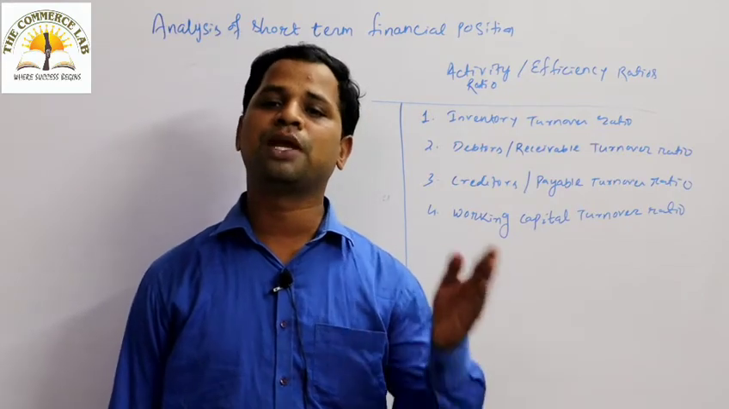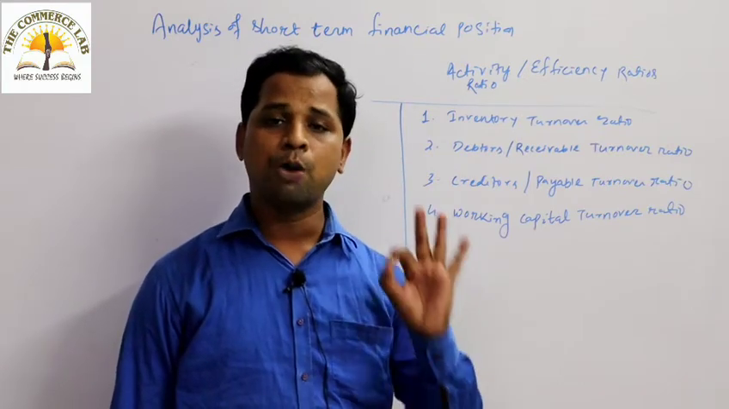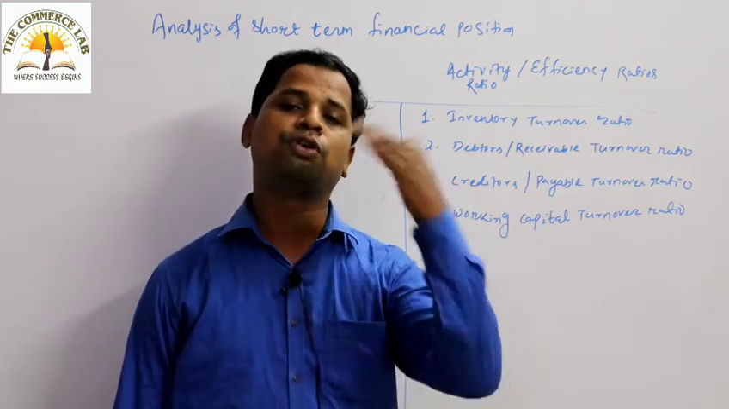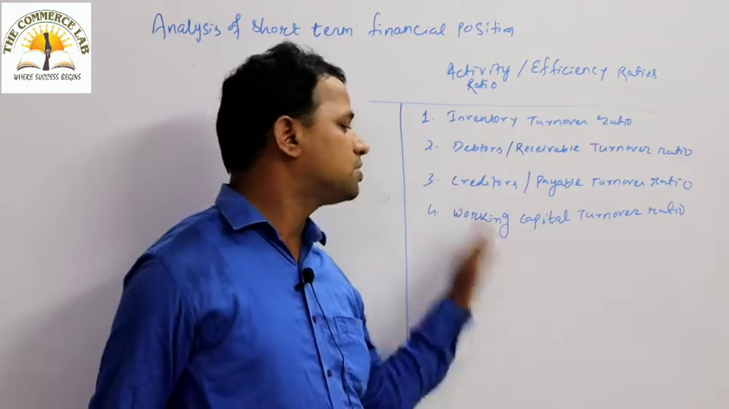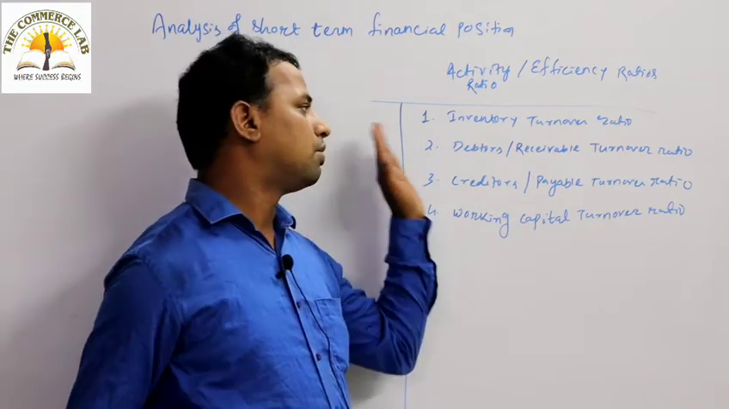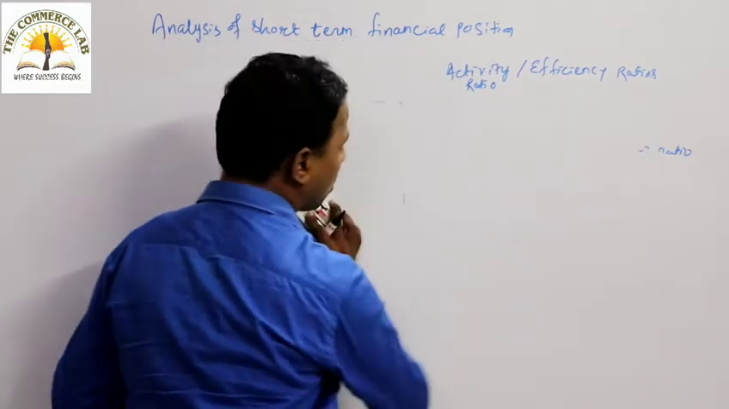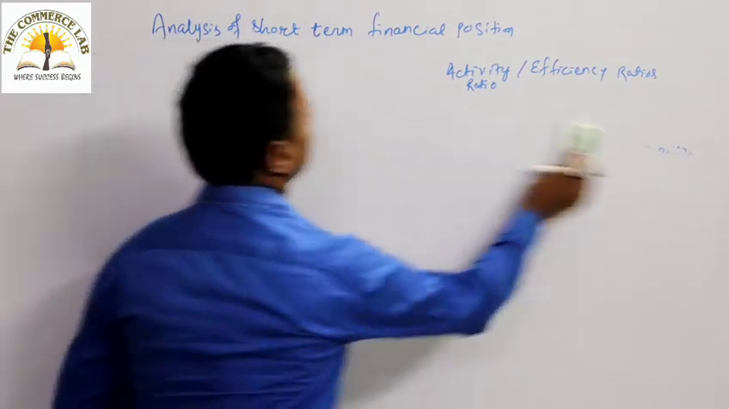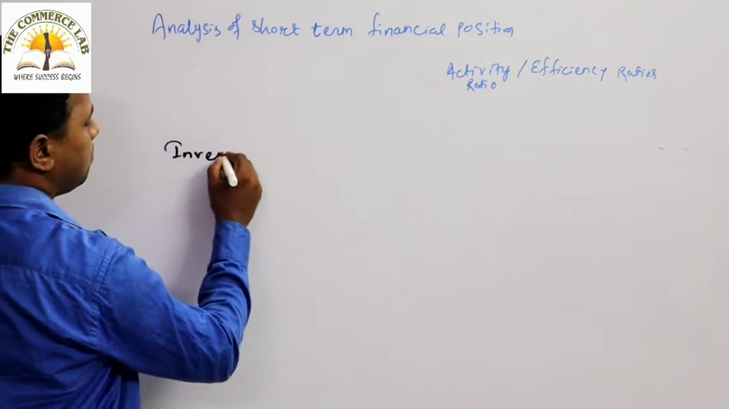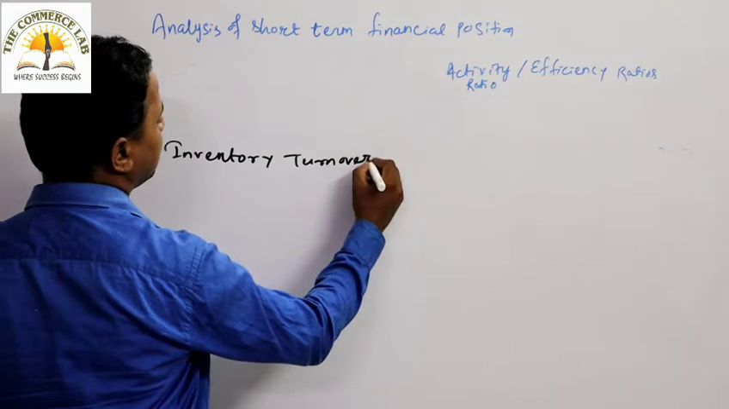How efficient the organization is from the inventory point of view, how efficient from the debtors point of view, how efficient from the creditors point of view, how efficient from the working capital point of view. So today we will discuss the inventory turnover ratio or the inventory or the stock velocity ratio. The first efficiency ratio that we are going to talk about is the inventory turnover ratio. So what is the inventory?